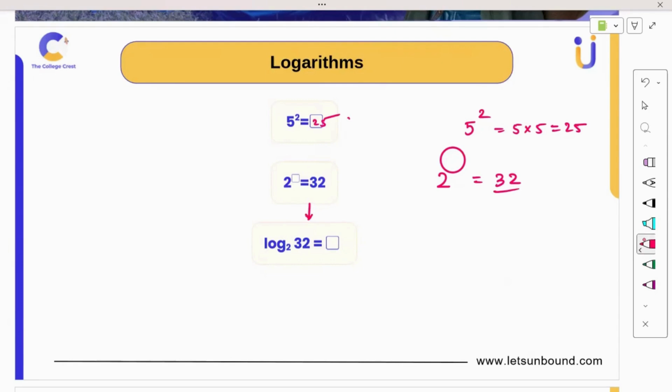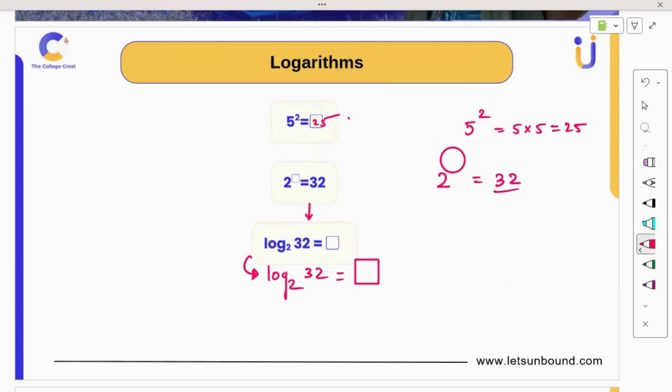So how can we write this? Your exponent form and logarithm form are interchangeable. For this question, I have a base 2. To what power should I raise the base 2 so that I get 32? Verbally, that was a lot of words. In math form, it is log with base 2 of 32. The output is the answer to: what power should I raise 2 to? So this is how we write the logarithm form.